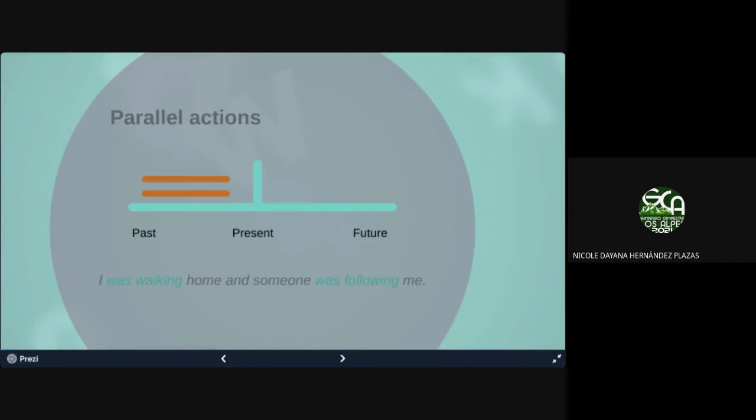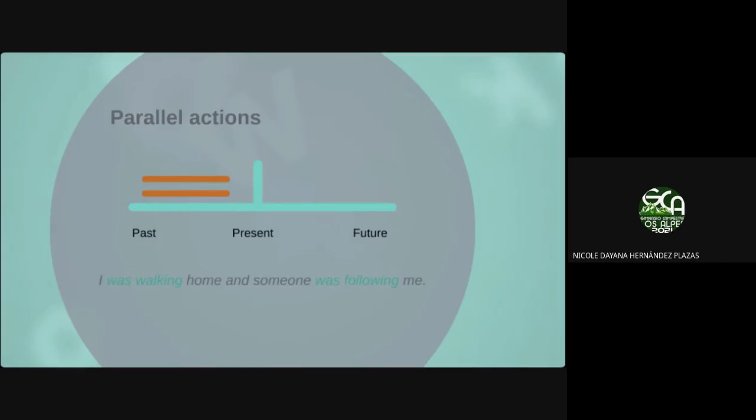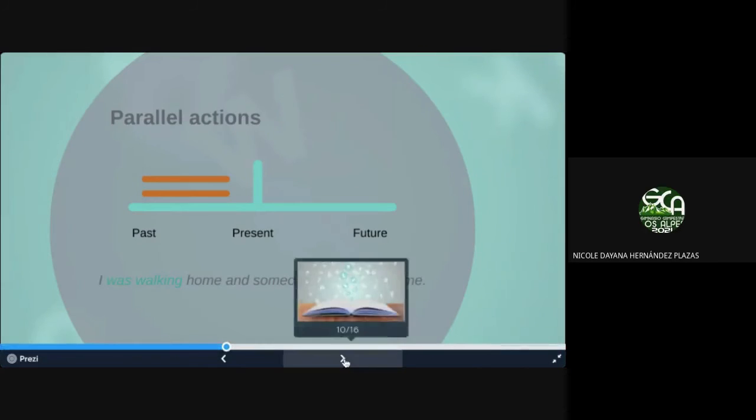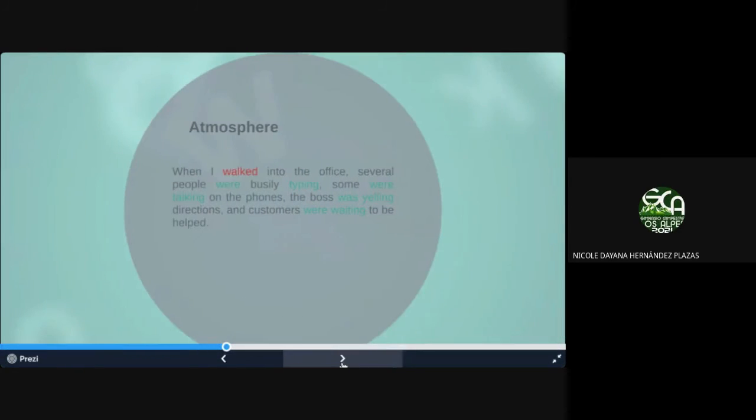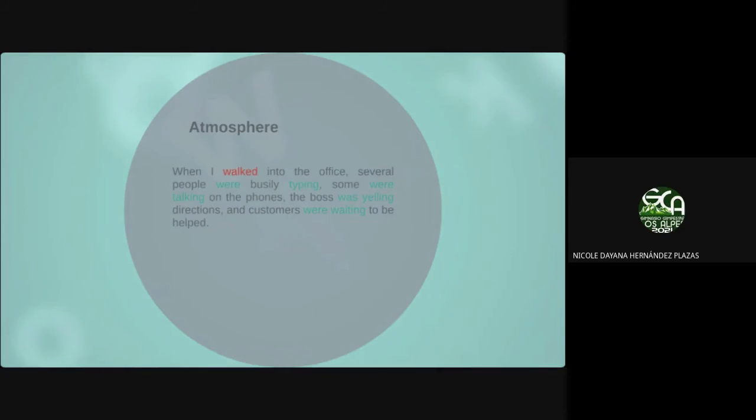Let's continue, my dear. So we have interrupted actions, specific times, and parallel actions. Now let's talk about the atmosphere. Do you remember that in the previous class when we were reading this story, we read one part that is the atmosphere, the background of the story, the context. In that case, guys, you are going to use past continuous. Siempre que tú vayas a dar la atmósfera, siempre que tú vayas a hablar del contexto, siempre que tú vayas a decir como todo el ambiente de la historia o el relato que tienes, vas a usar pasado continuo.